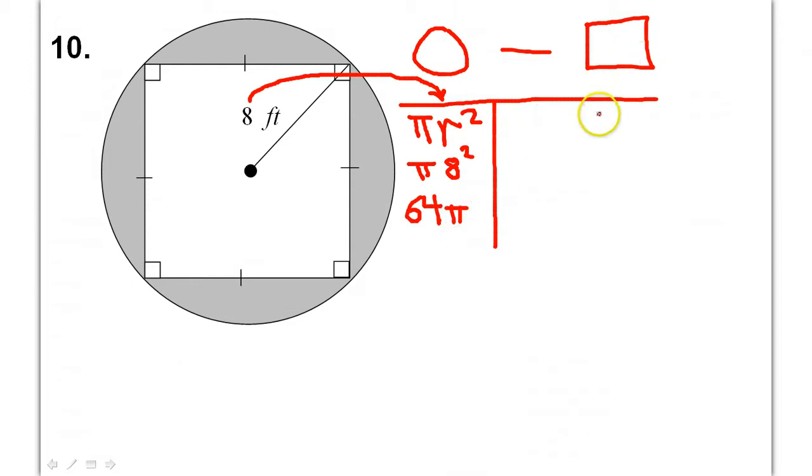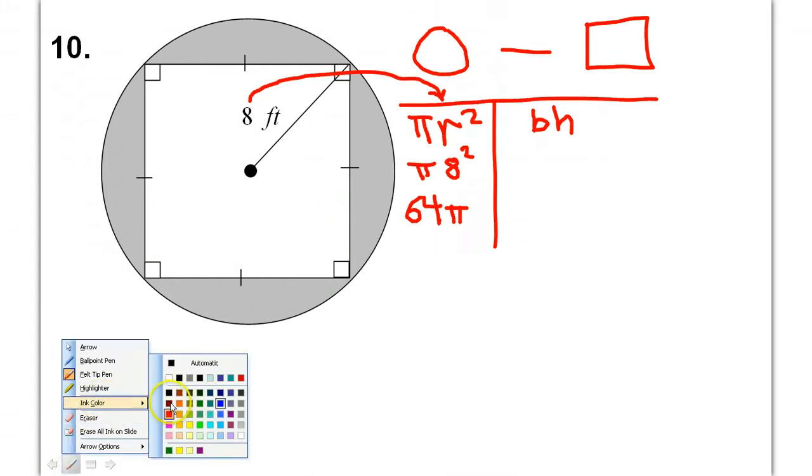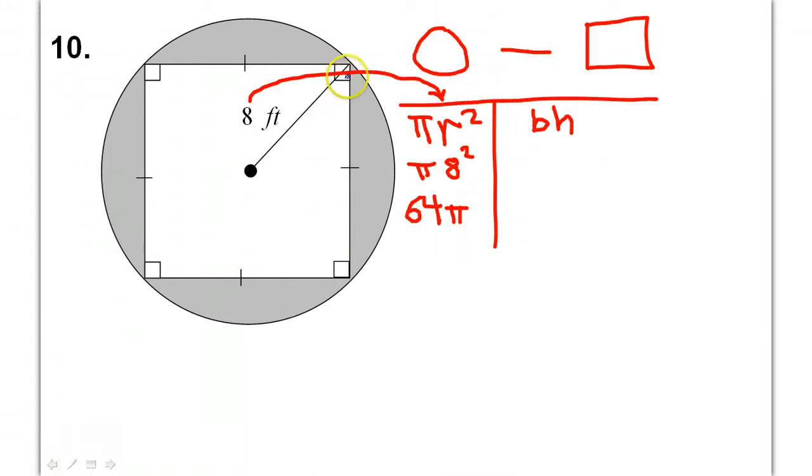Now we need to find the area of the square. How do I find the area of a square? It's just like a rectangle. We're going to need base times height. So we need the sides. Okay? Now this is slightly tricky, so I'll go ahead and write down that we need base times height. We don't know the base and height right this second. So we need to find it. All we've got is this 8.